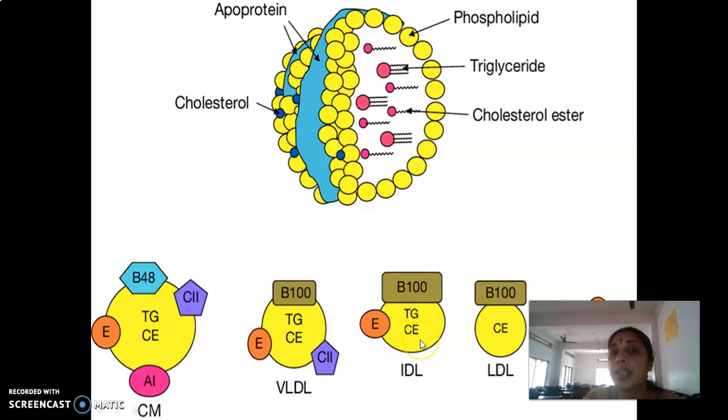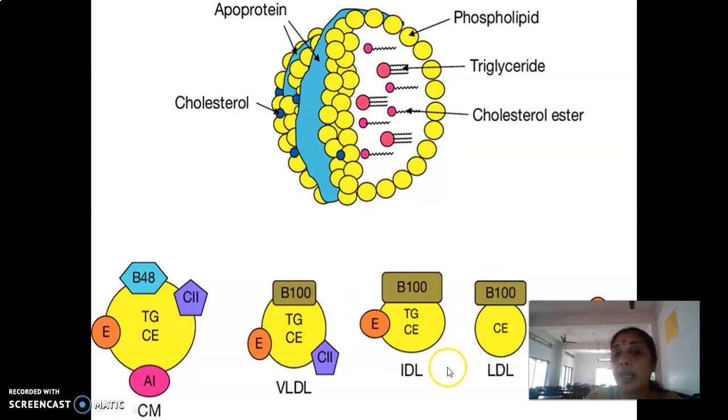And IDL is also acted upon by the lipoprotein lipase, and the TG is completely removed from the IDL, right? So now what does it have? Cholesterol esters and ApoB100. Such a structure we call LDL. So LDL is actually derived from VLDL. Very low density lipoprotein first converts to IDL, and IDL is converted into LDL.